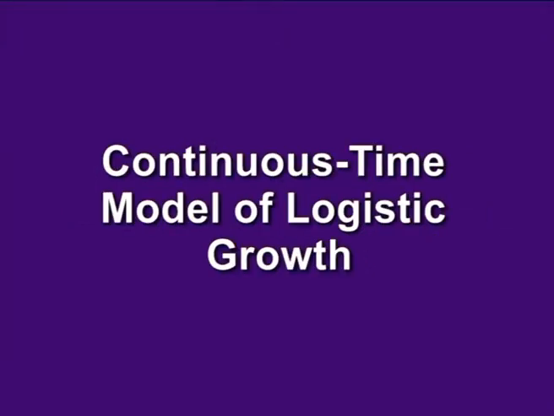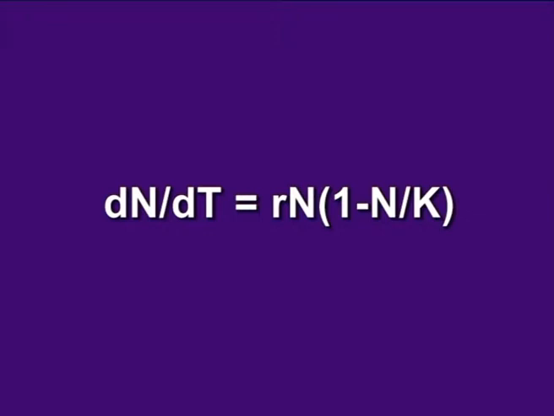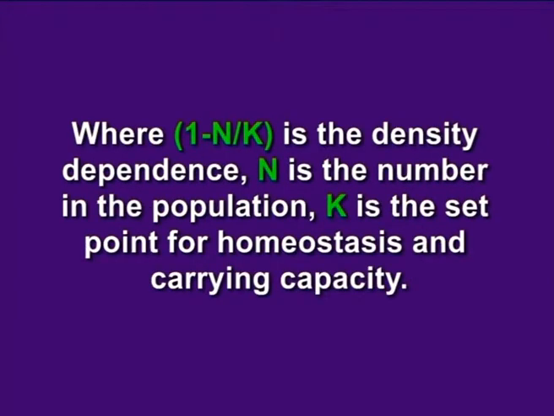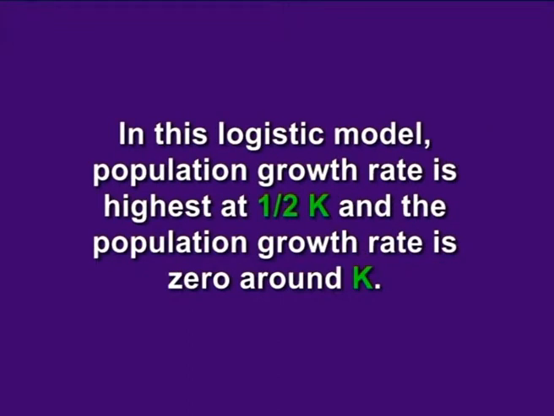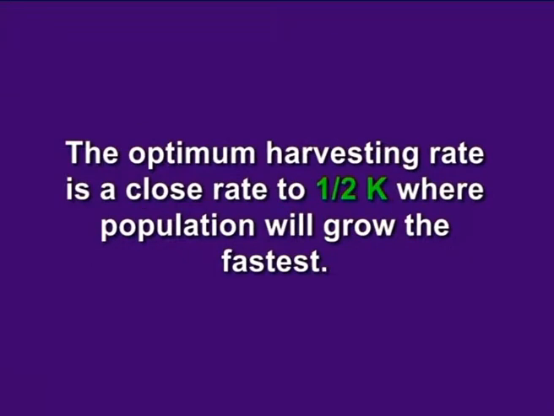Next, continuous time model of logistic growth. dN/dt equals rN multiplied by (1 minus N/K), where 1 minus N/K is the density dependence, N is the number in the population, and K is the set point for homeostasis and carrying capacity. In this logistic model, population growth rate is highest at half K and the population growth rate is 0 around K. The optimum harvesting rate is close to half K, where the population will grow the fastest.